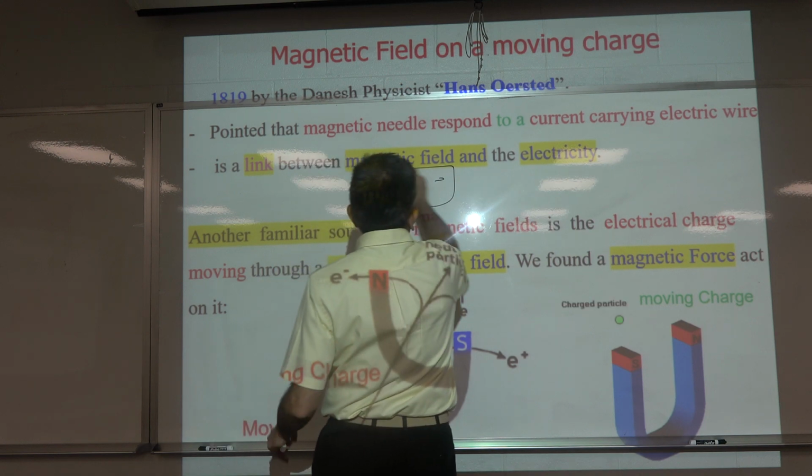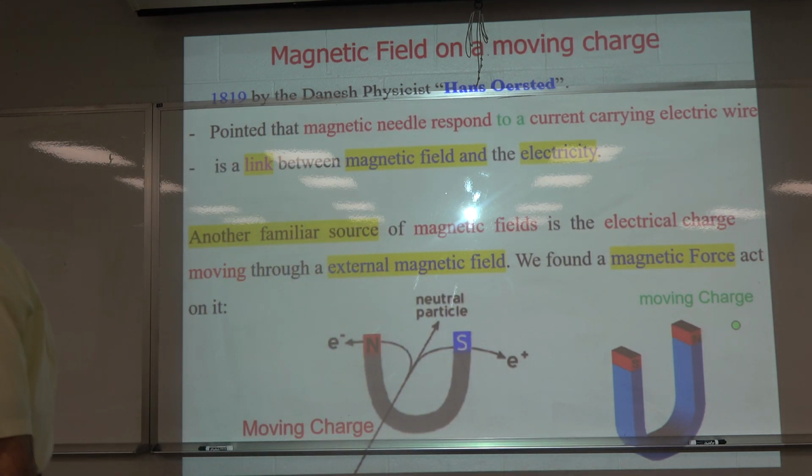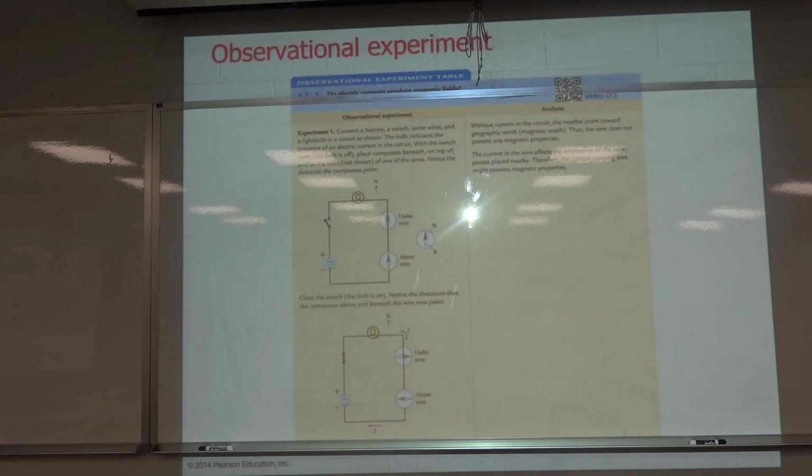So what is going on? It means there is a magnetic field produced by the moving charge, and that magnetic field is going to be affected by the external magnet, just like this horseshoe magnet. The two magnetic fields interfere with each other, and as a result we get the magnetic field effect on the charge. Here is a direction.